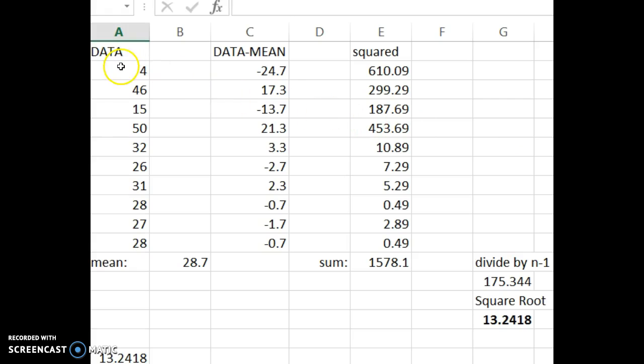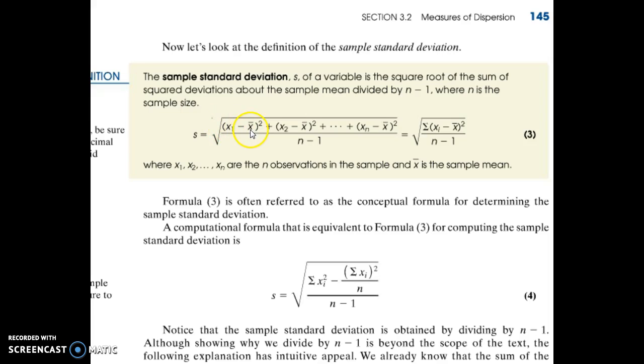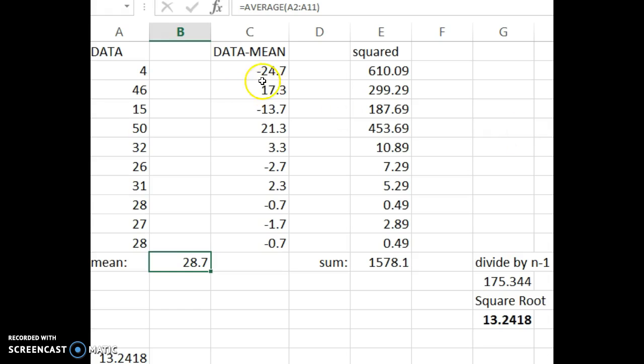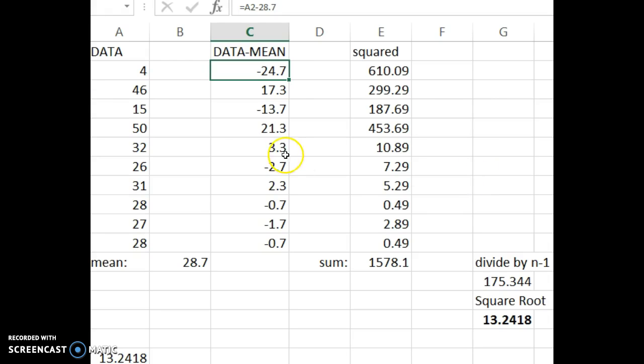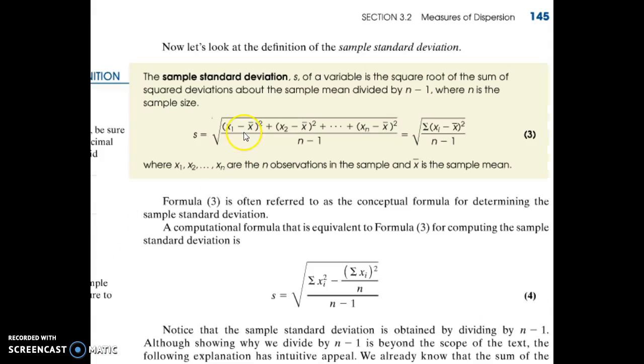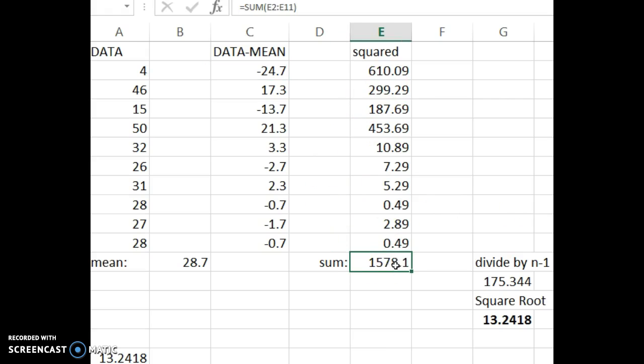Actually, I've copied them here into Excel. Start by finding the mean. So I just use the average in Excel to get the mean of this data. And then the formula said take each value, subtract the mean. Here I took each data value and subtracted it from that 28.7 value of the mean. And then the formula said for each of those differences from the mean, square it. So then I just squared these results here. And the formula says add all those squared values together. So I summed all those up.